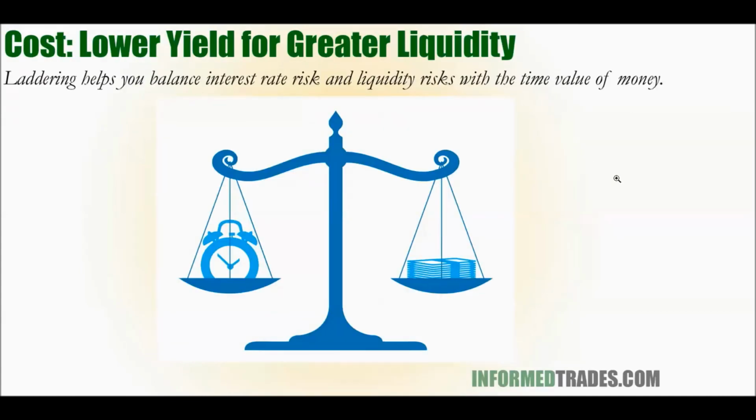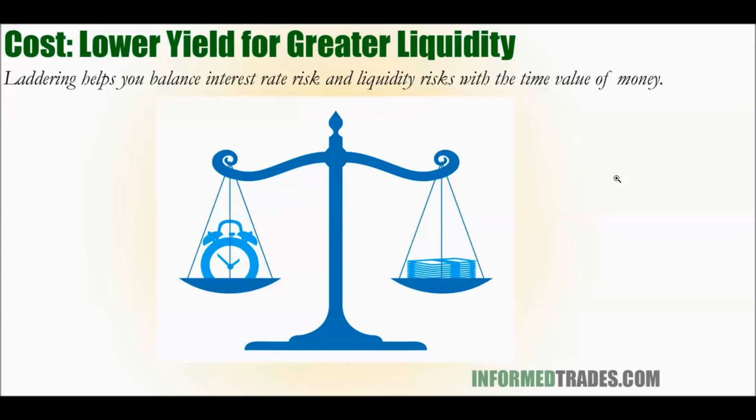While it does help you lower those risks, the trade-off is you're going to have to accept a lower yield on those short-term bonds. So if you invested in all long-term bonds, you get a higher yield on that. But by helping to mitigate your liquidity risk and interest rate risk by having a portion of your bond portfolio invested in the short term, you're accepting a lower yield to give you that flexibility. And that's sort of the trade-off.